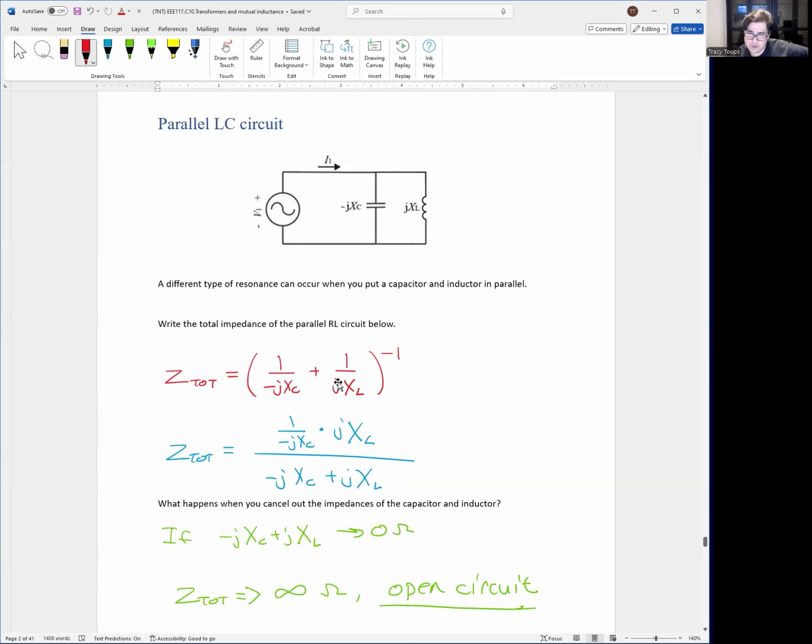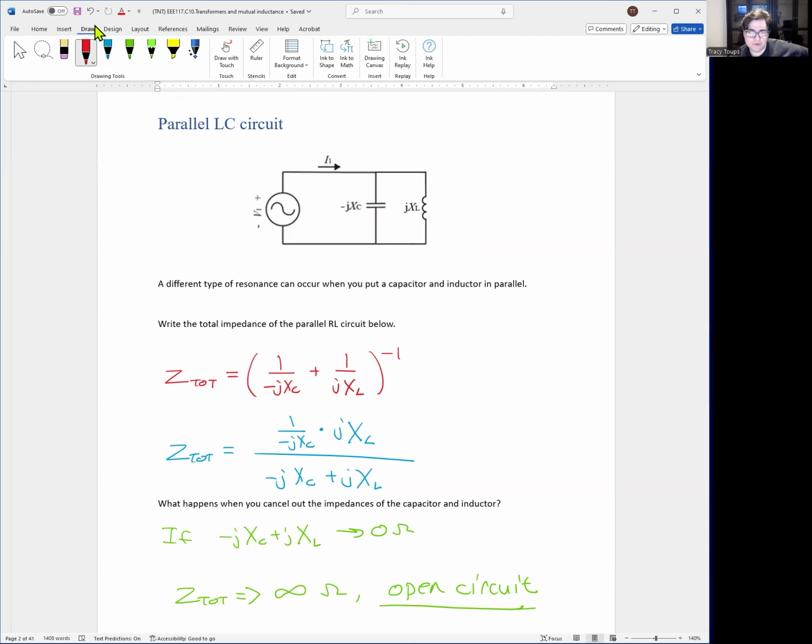Now, there's a shorthand trick that instead of doing this inverse of inverse, it's just one element times another element divided by one element plus another element. You've probably seen this where it's R1 times R2 divided by R1 plus R2. You can use the same thing for the L and the C because they're both impedances. So the top part, you multiply them together, you get 1 divided by negative jXC times jXL, right?